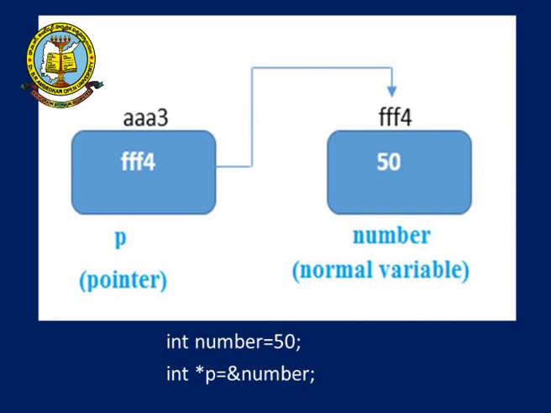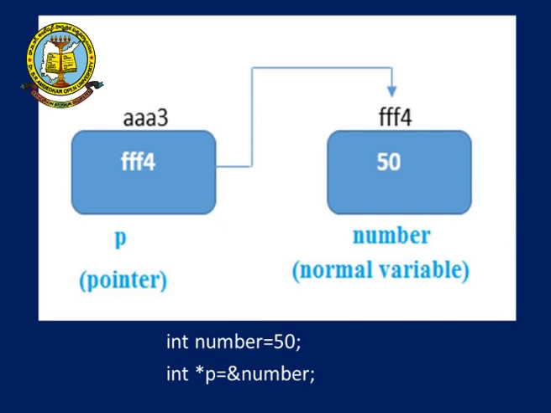See this diagram for a better understanding of the concept of pointers. Number is a variable. And we are storing the value 50 in this variable. And we already know that every cell has a unique address in the memory. Let us say this cell address is FFF4. This is the hexadecimal value FFF4. This is the address of this cell.